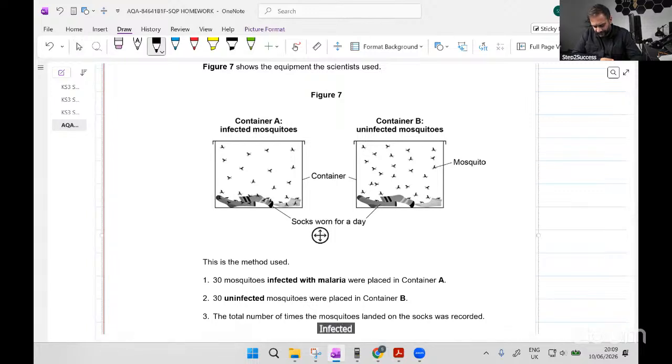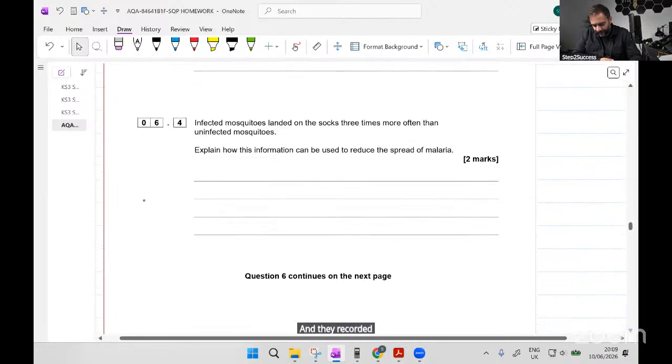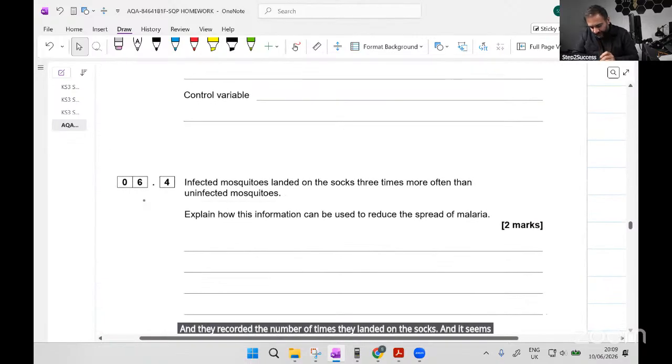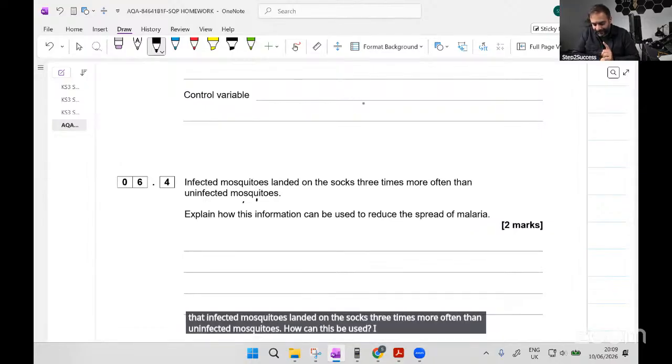Infected mosquitoes, socks worn for a day. Uninfected mosquitoes. And they recorded the number of times they landed on the socks. It seems that infected mosquitoes landed on the socks three times more often than uninfected mosquitoes. How can this be used? I suspect the answer is that you should change your socks regularly.